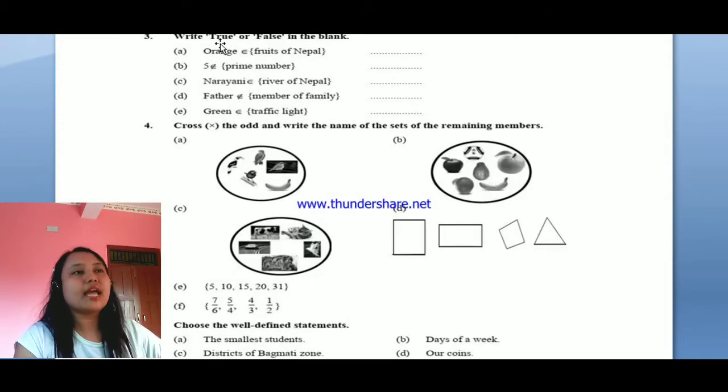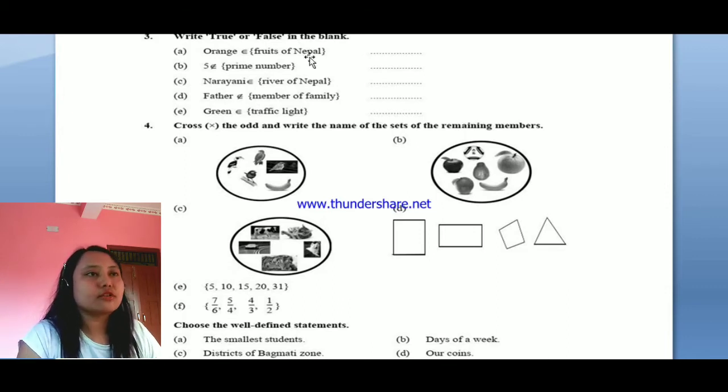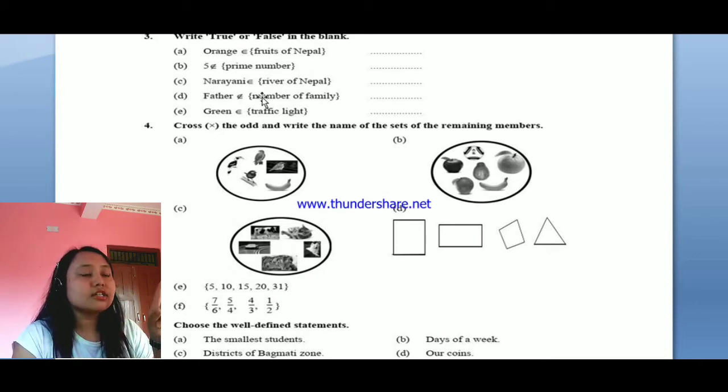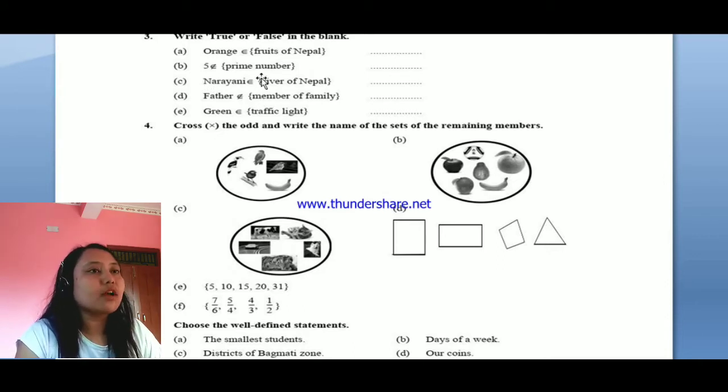In question number 3, we have to write true or false in the blanks. Let me just take an example of some of the questions, and later on you'll be doing it in the classwork. Question A: Orange, and this epsilon sign is there. Orange belongs to fruits of Nepal. Is it true? Yes, it's true. Similarly, 5 does not belong to prime numbers.